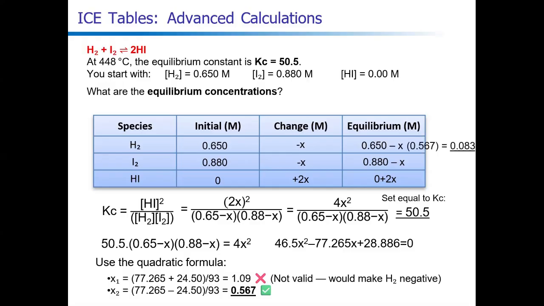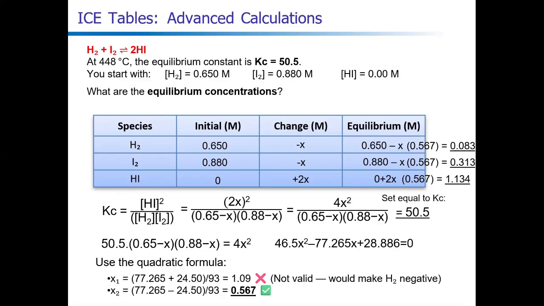Putting this value back into the equations, we get that the hydrogen concentration at equilibrium is going to be 0.083. The iodine concentration at equilibrium is going to be 0.313, and the hydrogen iodide concentration is going to be 1.134. This is the kind of ice table where you work backwards from Kc, and solving it requires algebra and quadratic solving.